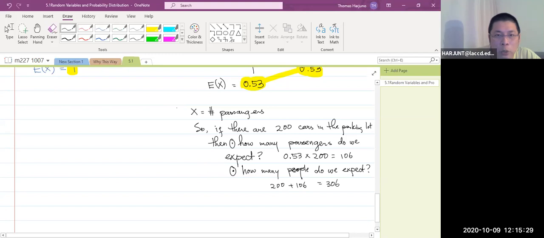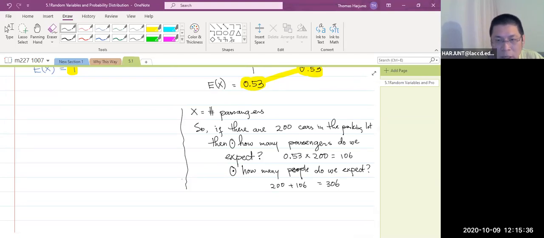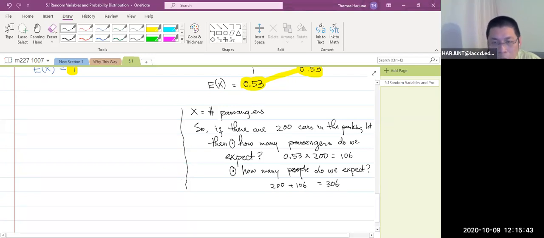Now imagine how we use this information in case we have an earthquake. Let's say we have an earthquake and the mall collapses, and we find out in the parking lot there are 200 cars. Then how many people do you expect to be in the mall, buried under the rubble? From this computation, we expect 306. Maybe more, maybe less, but we don't expect to be too much more or too much less.